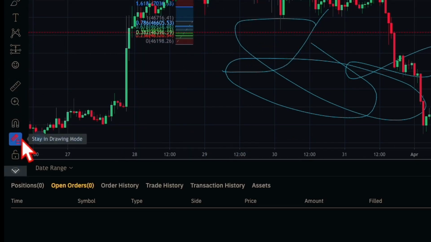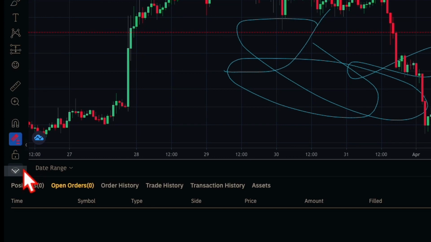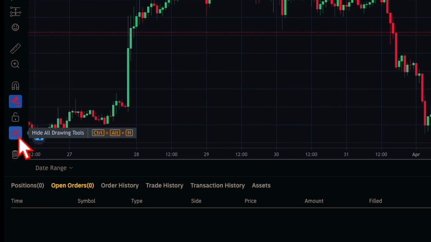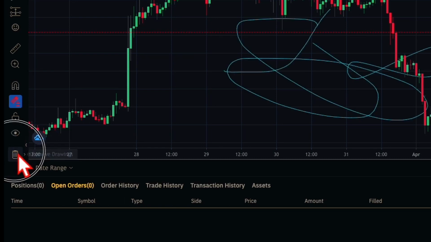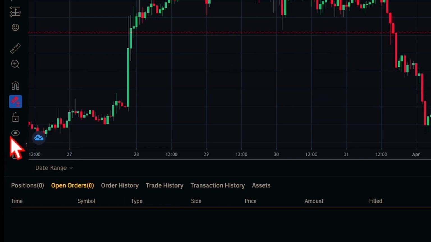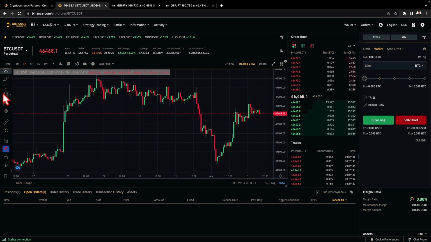And I can use this to clean all of them. If I want to stay in drawing mode, I can use this to clean each of them. I can hide all of them by clicking hide. And I can delete all of them by clicking delete. So that's how you play with each of these items here in analyzing your chart. They're basically used for you to understand and analyze your chart better.